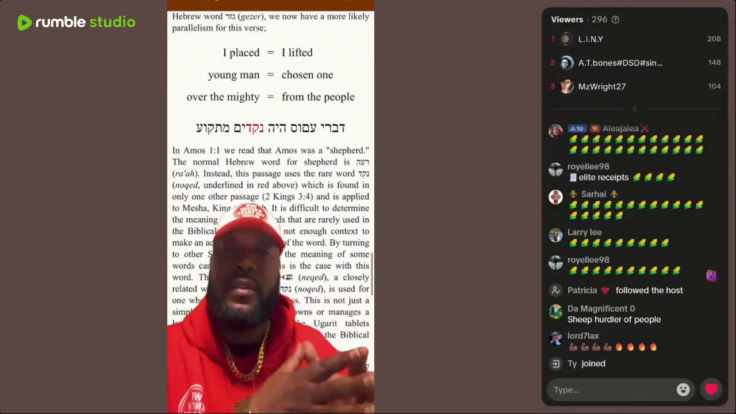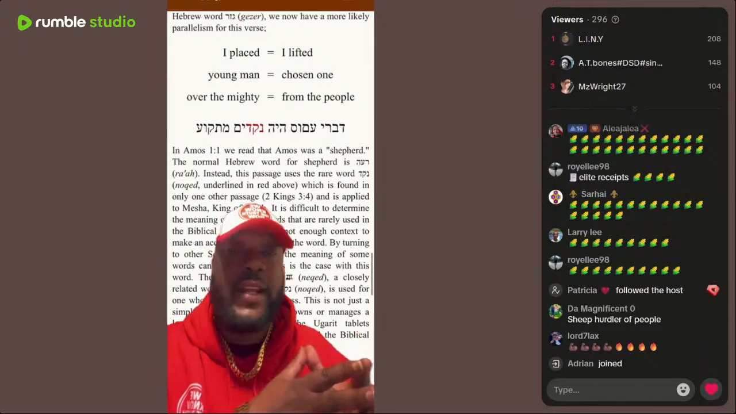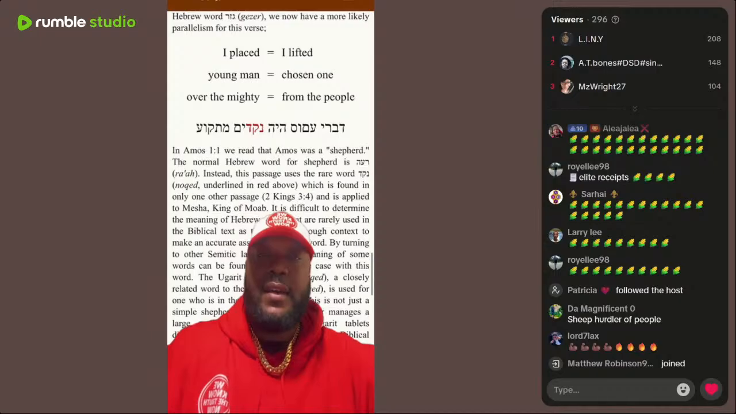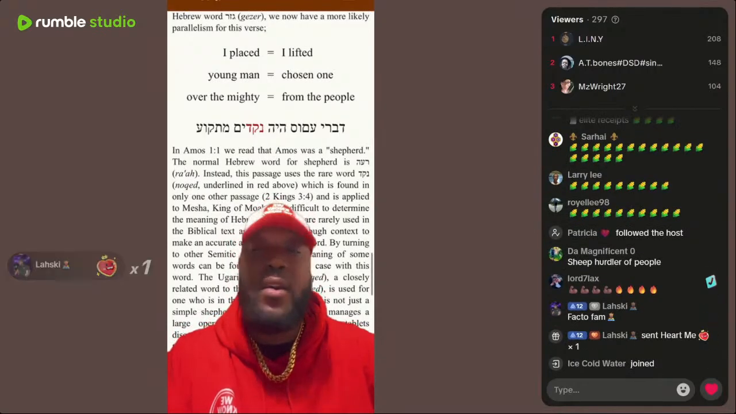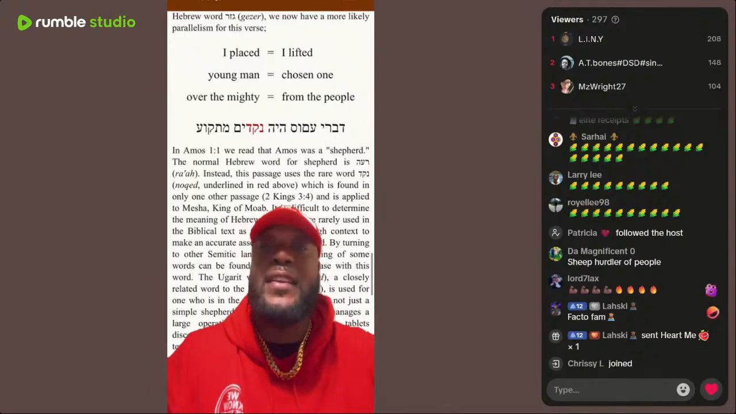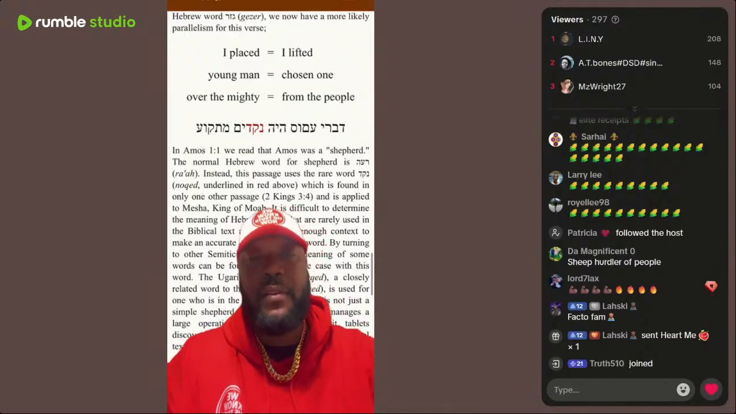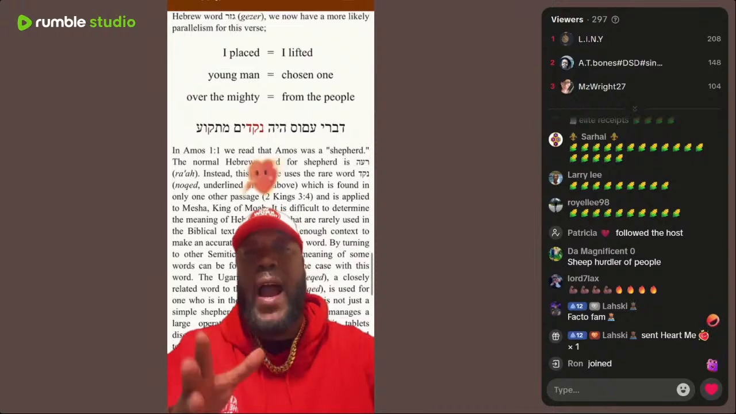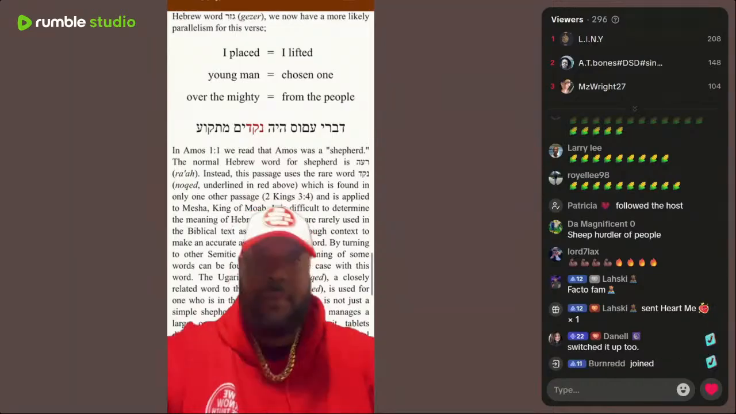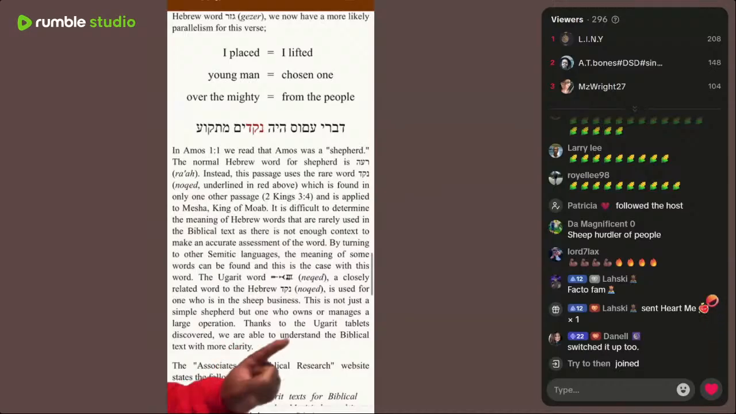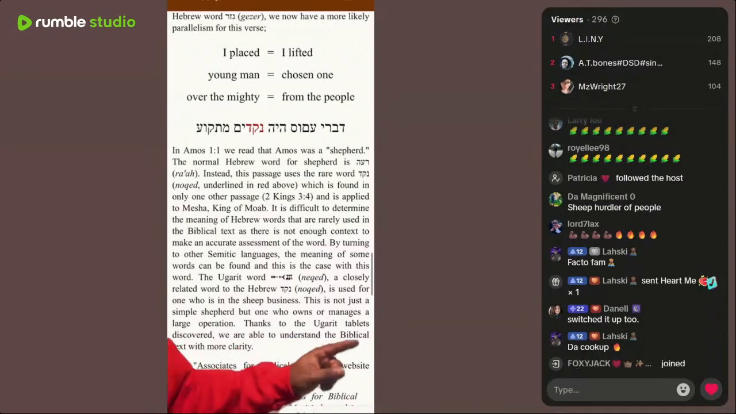Ancestors wrote. They didn't write it. It's written in paleo. Switched it around, but they didn't write the original. They were still trying to decipher it, people. They used the ancient Ugarit cuneiform Hebrew style writing to decipher the Bible. Here you go right here. Now we are able to understand biblical texts with more clarity.